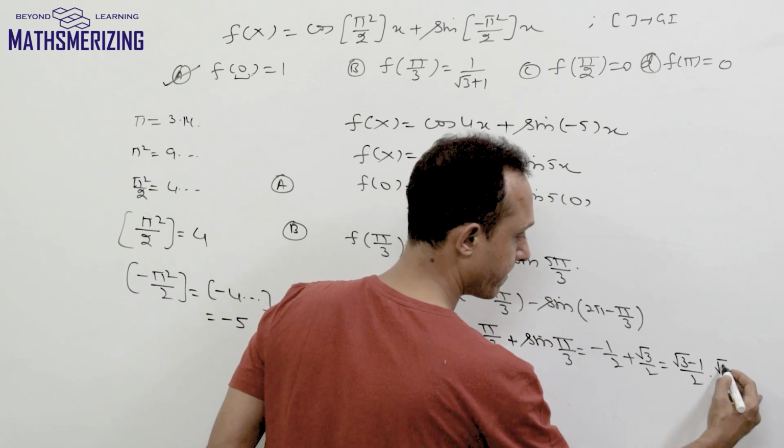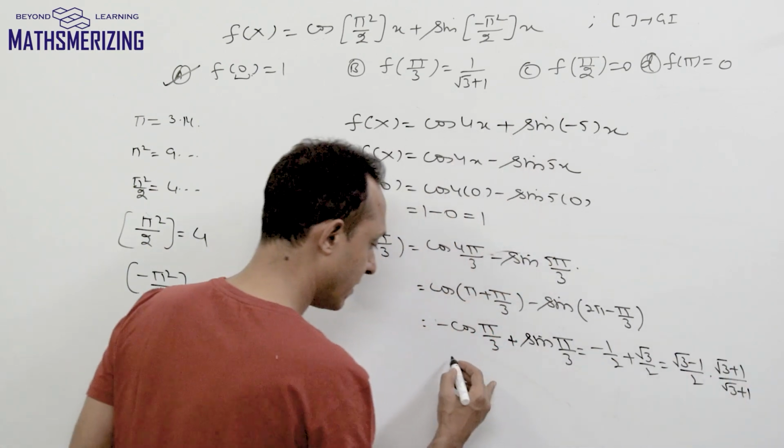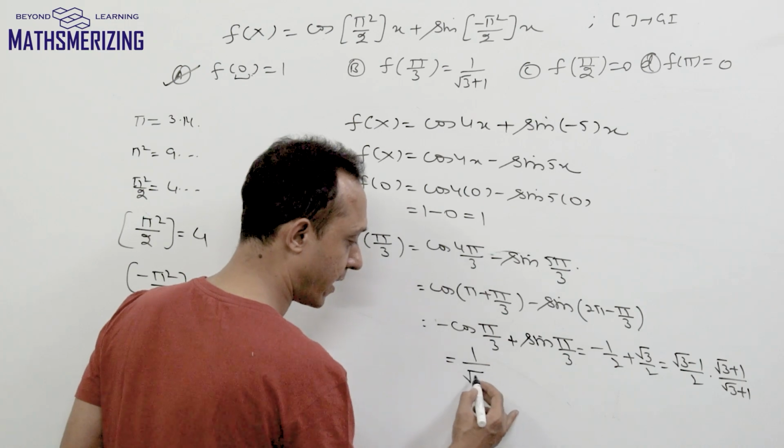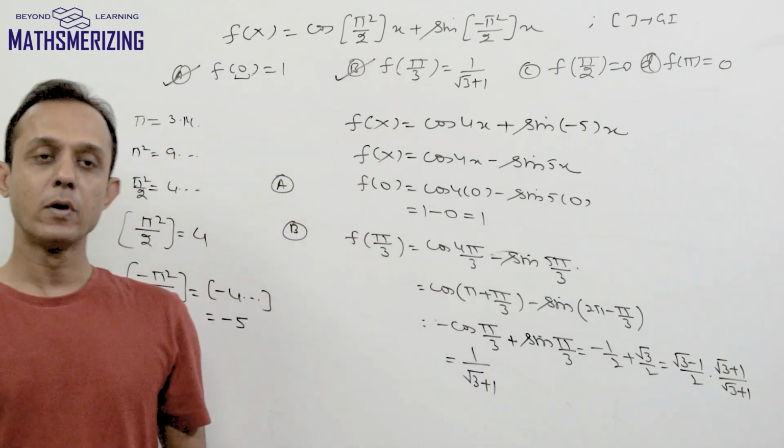So if I rationalize, multiplying by root 3 plus 1, root 3 plus 1, here 2 and 2 will cancel. So this value will be equal to 1 upon root 3 plus 1. So that is, option number B is also correct.